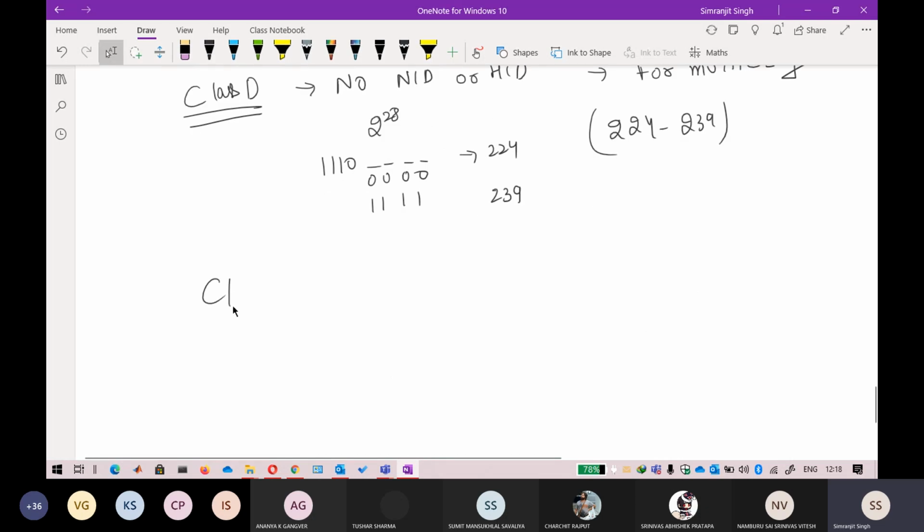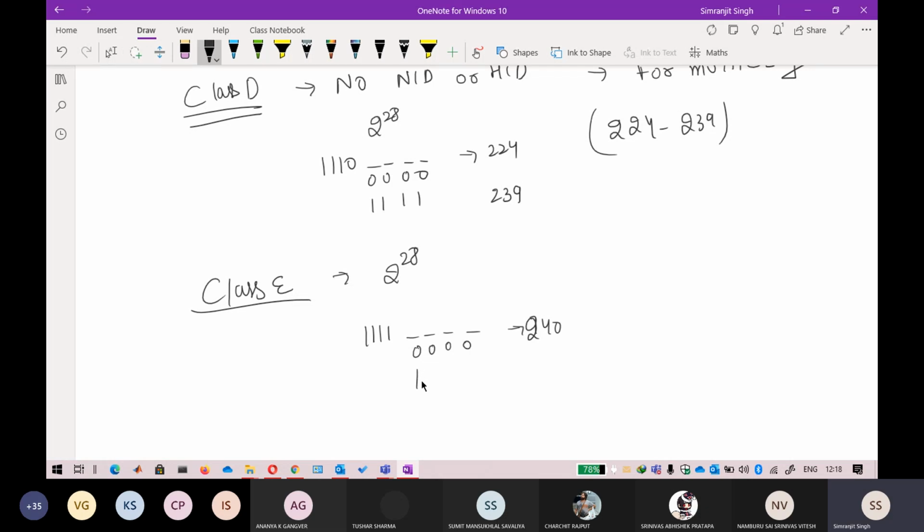In a similar way, the class E addresses are again based on the same thing. I think it was again 2 raised to power 28 and 1111, and the remaining bits are here. Okay, so you can easily see for yourself that it will be 240, and the maximum you can get out of it, if you make all these bits one, will be 255. Okay, so the range of class E network is 240 to 255.